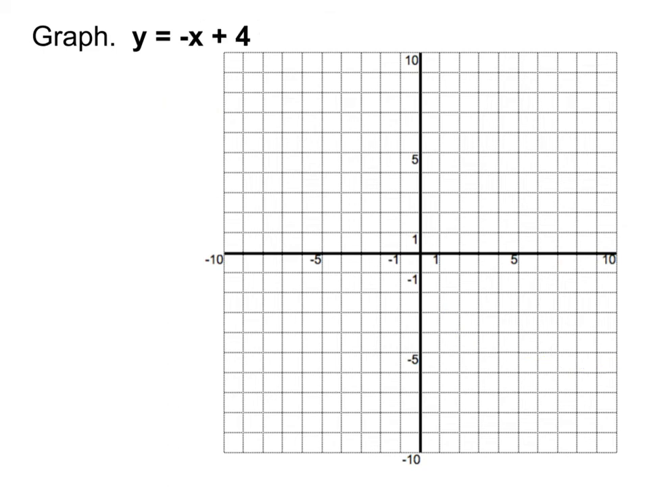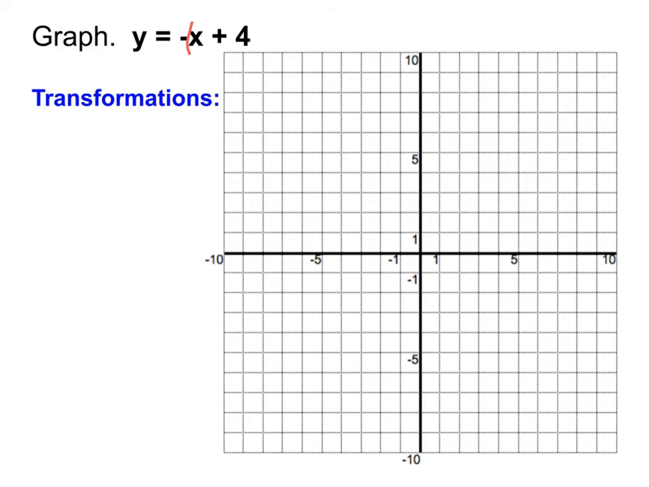Next problem. Here we have y equals negative x plus 4. So for this one, again, the first thing I'm going to do is list out the transformations. So for those transformations, I have just a negative in front of the x, and I have the plus 4. Well, the plus 4 is going to be my only shift then. The question is, which way is it going? Well, notice there's no parentheses around it.